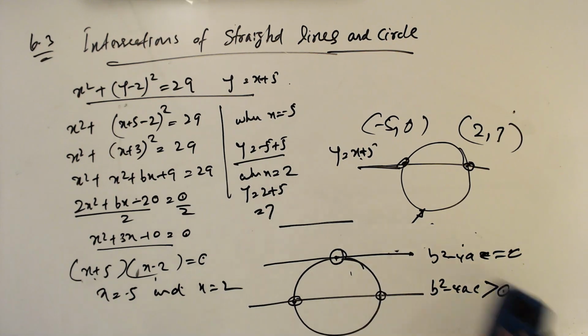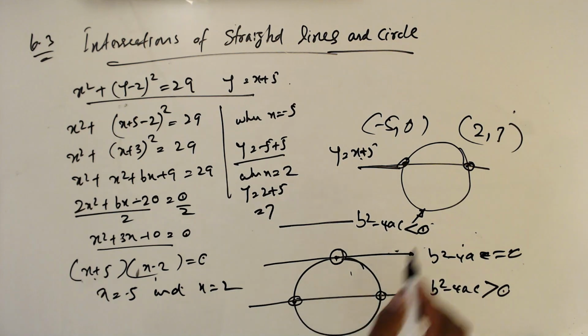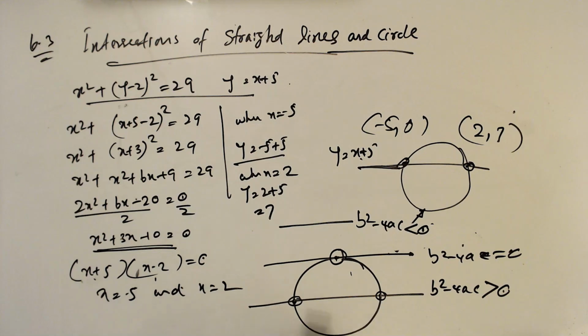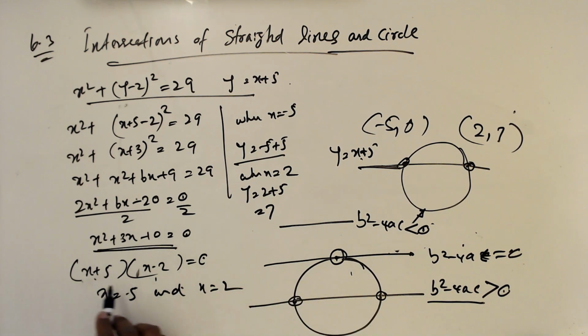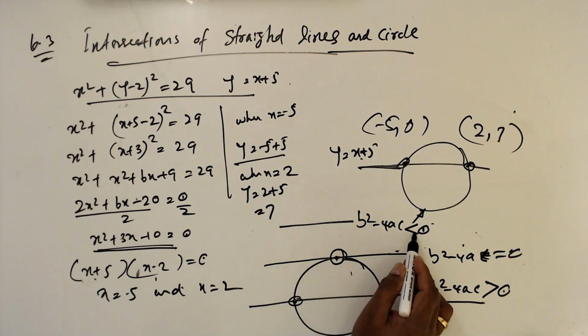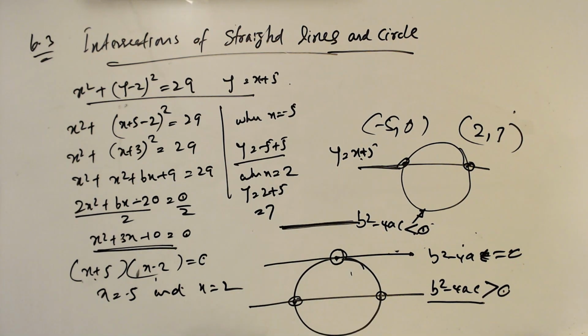If there are no solutions, then what will happen? B square minus 4ac less than 0. Now fortunately we have two solutions. It means b square minus 4ac, if you look at that value, is greater than 0. If it is equal to 0, then we can see only one repeated root, one root. And less than 0, it means we can't find a solution because it doesn't intersect.